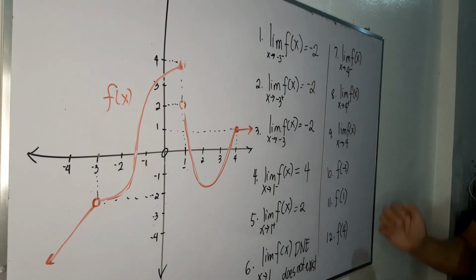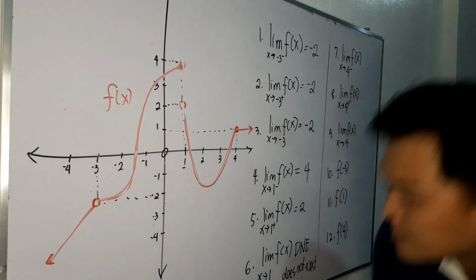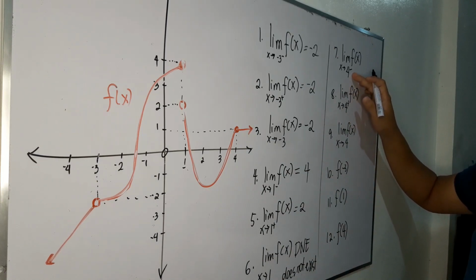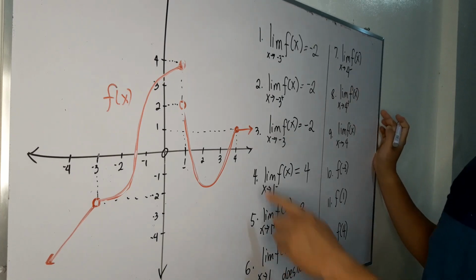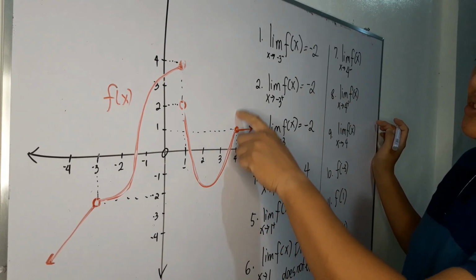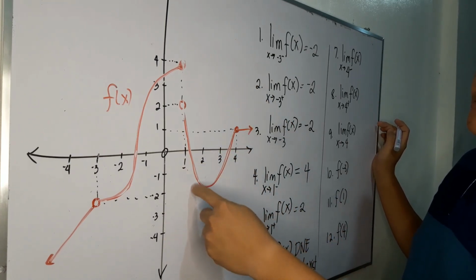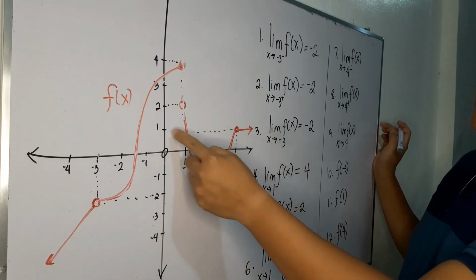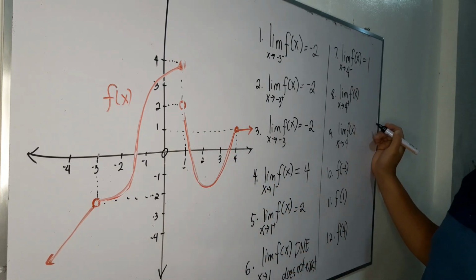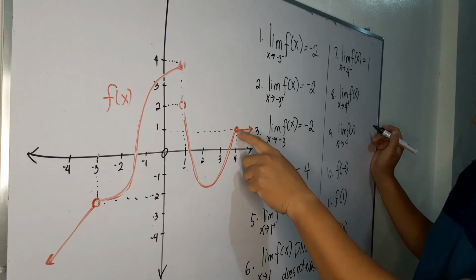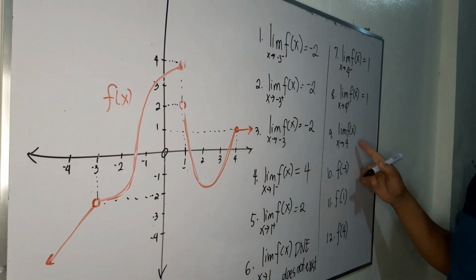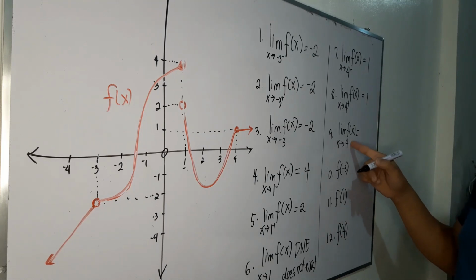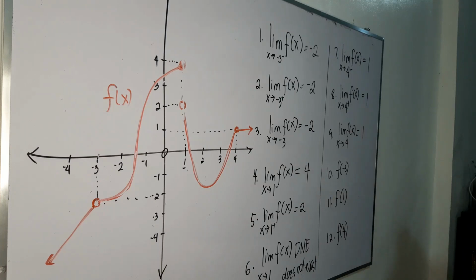Number 7. Limit of f of x as x approaches 4 from the left. Where is x equals 4? This one. So we will approach this part here from the left. So from the left, y values go to positive 1. If you're from the right, it's always 1, so positive 1. And since these two one-sided limits are the same, the two-sided limit is also equal to 1.